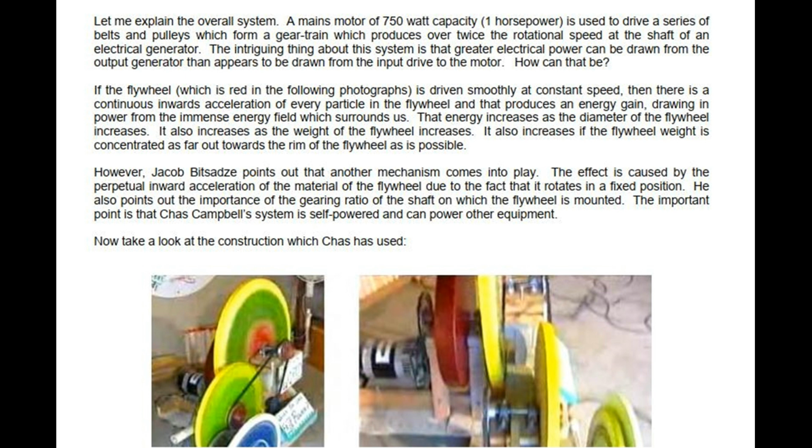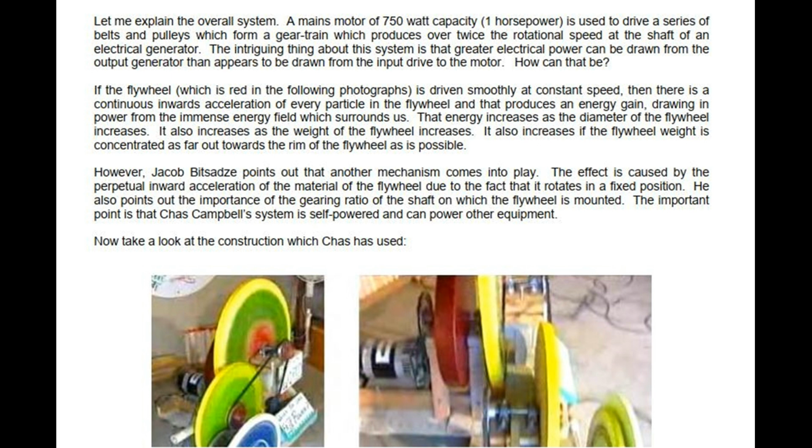That energy increases as the diameter of the flywheel increases. It also increases as the weight of the flywheel increases. It also increases if the flywheel weight is concentrated as far out towards the rim of the flywheel as is possible. However, Jacob Bitz points out that another mechanism comes into play.